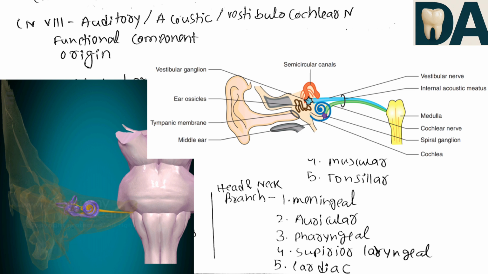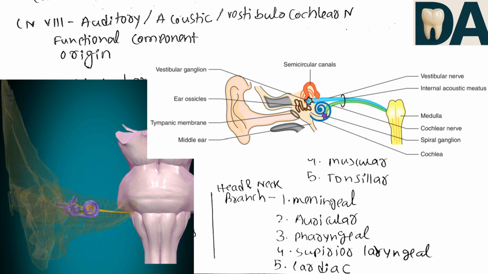The vestibular nerve fibers are related to the four vestibular nuclei present in the pons and medulla oblongata. Further relay of fibers extends to the thalamus and the cerebellum. The cochlear nerve is the nerve of hearing.